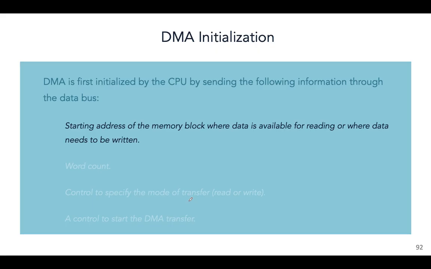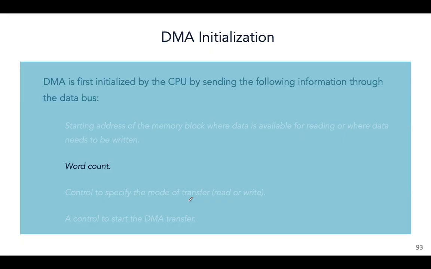So the CPU initializes the starting address of the memory block where data is available for reading or from where data needs to be written, right? Another information that is given by the CPU is the word count, that is how many memory words need to be accessed. Number 3, control to specify the mode of transfer, whether this data needs to be written or this data needs to be read. This is also indicated by the CPU. And finally, a control is given by the CPU to the DMA controller to initiate the transfer. Right? So these 4 things are done by the CPU at the very beginning of any DMA transfer.